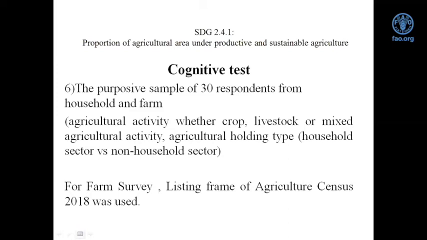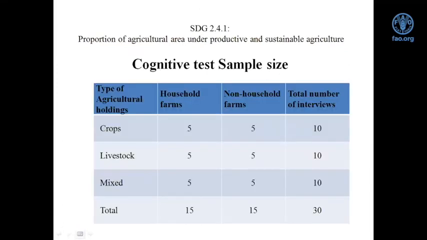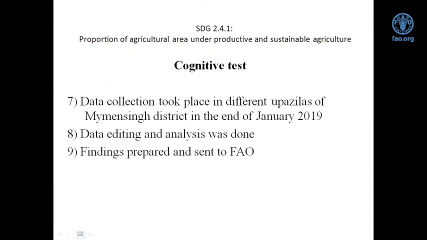The purposive sample was 13 respondents from households and farms. For the farm survey, the listing frame of the agriculture census 2018 was used. You can see the sample size of the cognitive test: crops, livestock, and mixed, three categories, and also from household and non-household. So we have a total of 30 respondents, as specified in the letter of agreement. Data collection took place in different upazilas of Mymensingh district at the end of January 2019. Editing and analysis were done, and findings were prepared and sent to FAO.